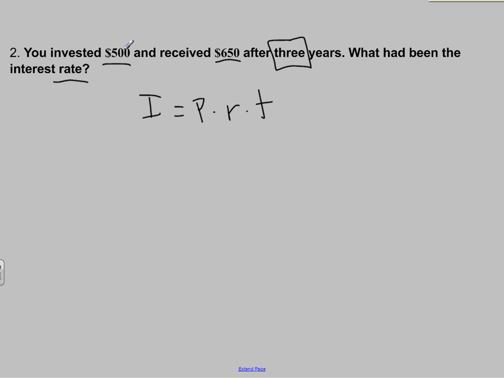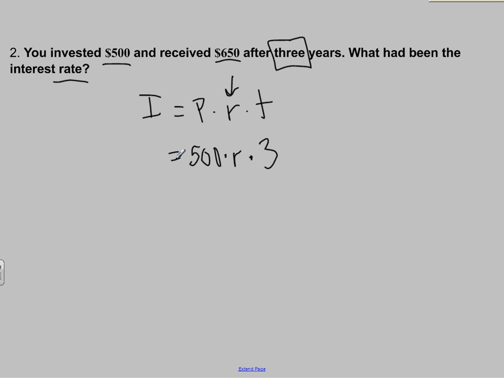I invested $500, so 500 is the principal. Okay, so that goes under my P. My R, that's my rate. I don't know what that is, so I'm going to leave that as a variable. My time is 3 years, times 3. Now, this is the part where you have to be careful.